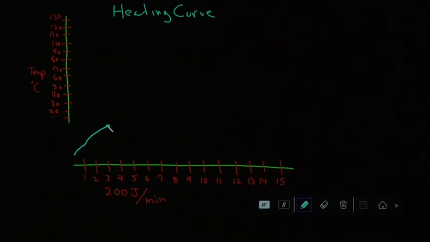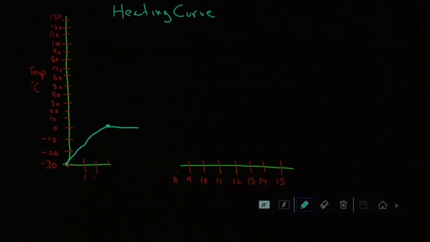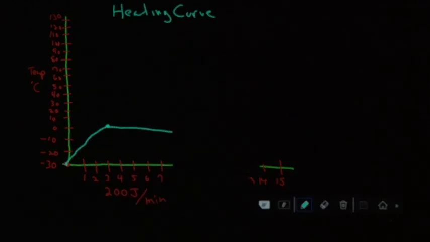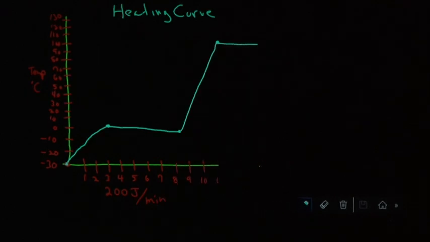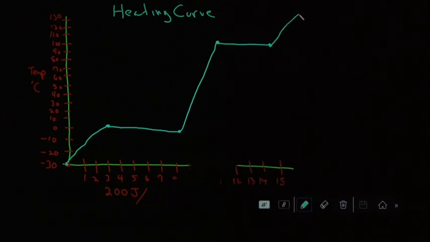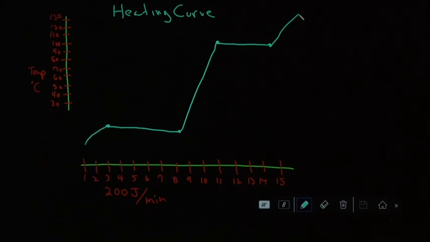Now, after its melting point, it's going to take a couple minutes for the entire sample to melt. So here's what this looks like. Then after it's all melted, it's going to shoot up to its boiling point, and then it's going to boil, boil, boil until all the liquid turns to vapor. And then it's going to go up again. Now, that's the heating curve.